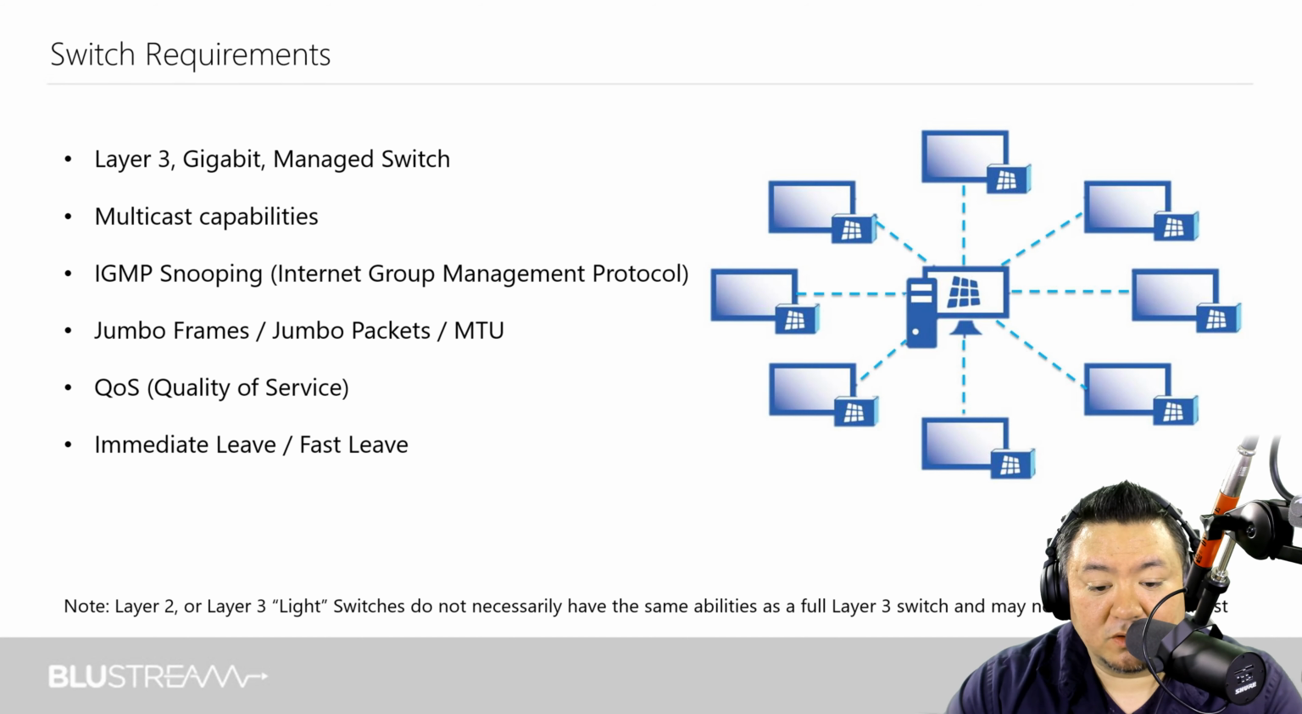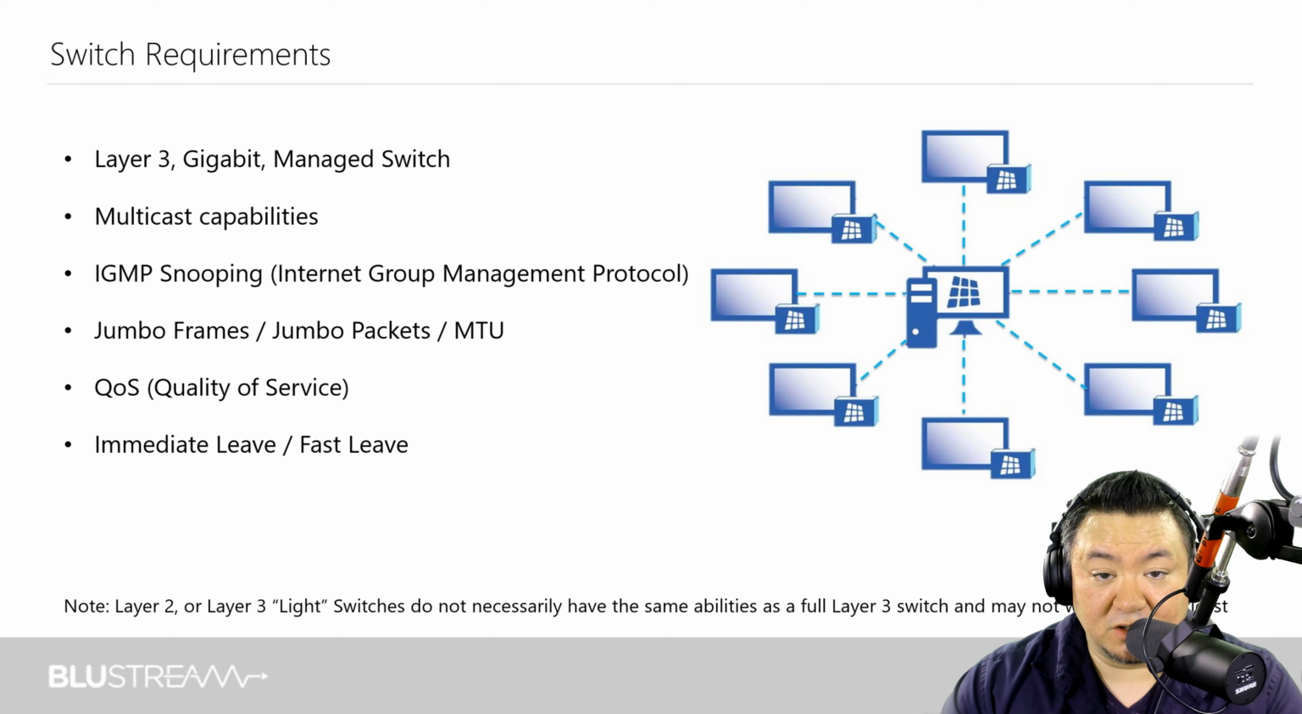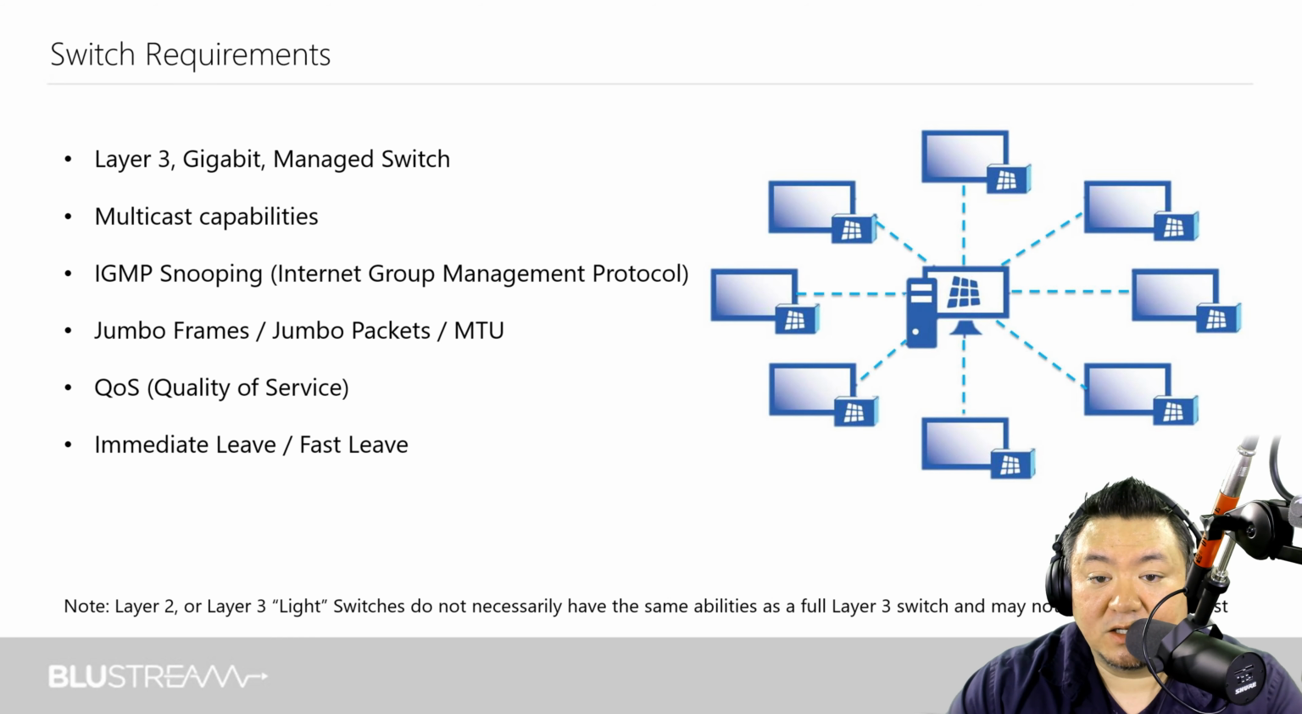Jumbo frames or maximum transmission units are the Ethernet frames and will need to carry a payload of roughly around 9,000 bytes. The typical packet frame size is roughly about 1500, and this is found on most Layer 2, Layer 3 switches out there. QoS and immediate leave are also additional capabilities, which will help make sure that we have stability in the system to allow multicast to work.